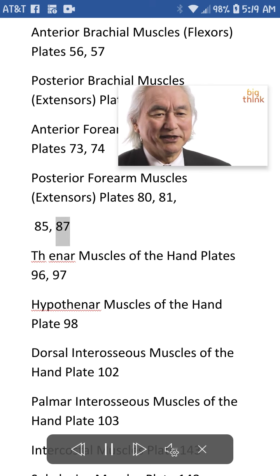Plates 85, 87. Thenar muscles of the hand plates 96, 97. Hypothenar muscles of the hand plate 98. Dorsal interosseous muscles of the hand plate 102. Palmar interosseous muscles of the hand plate 103. Intercostal muscles plate 143.